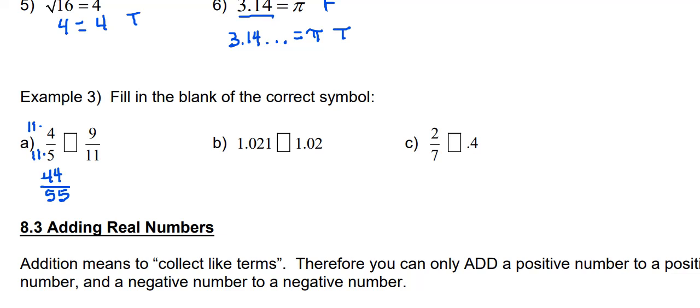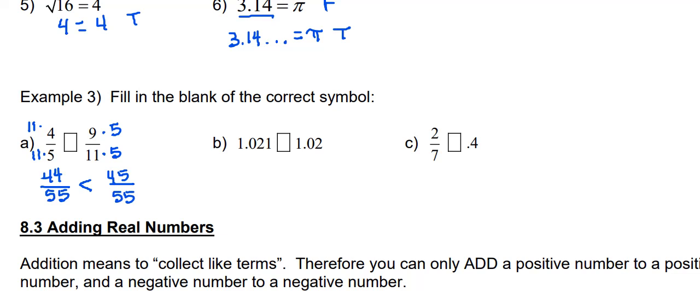Okay, and then to get 11 to be 55, we're going to multiply times 5. Since I'm multiplying the denominator times 5, I need to multiply the numerator times 5. And that would give me 45 over 55. So now that the denominators are the same, I can just compare the numerators. And we know that 44 is less than 45.